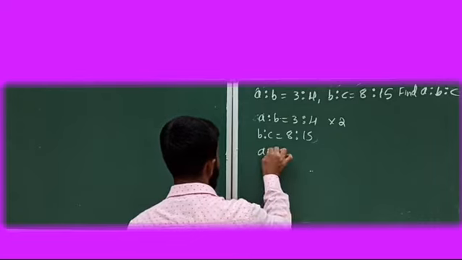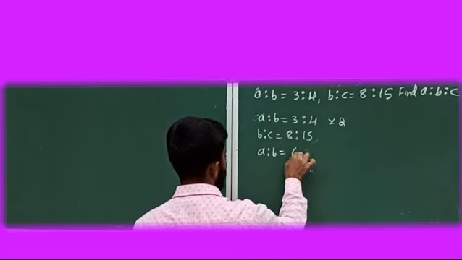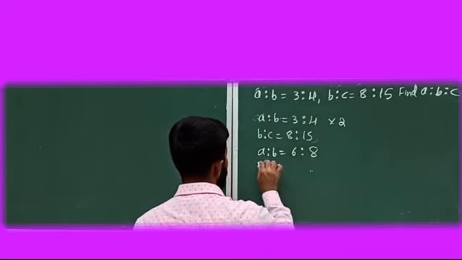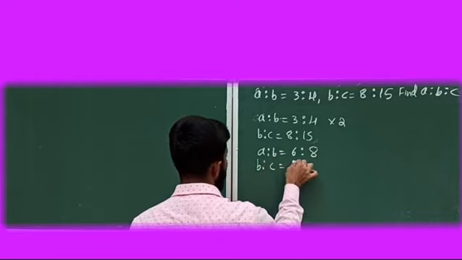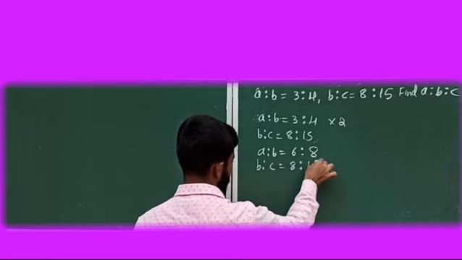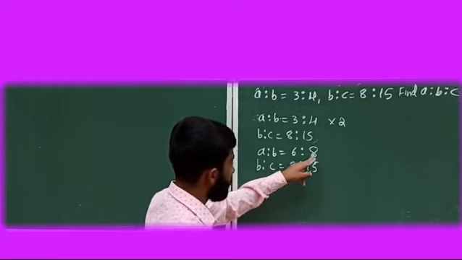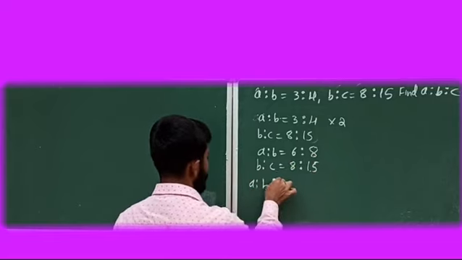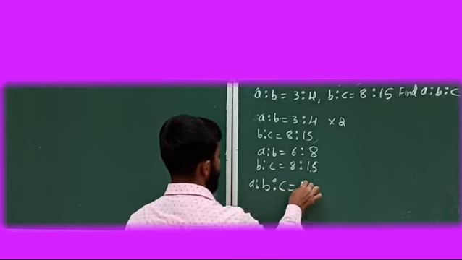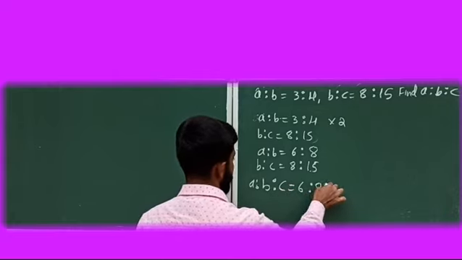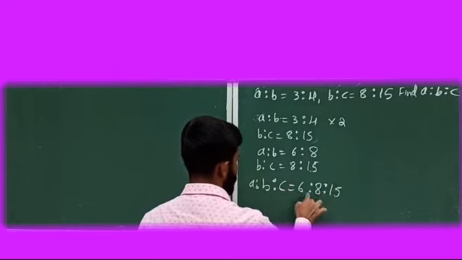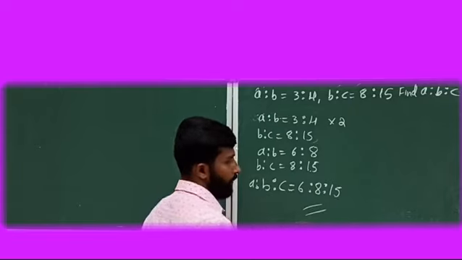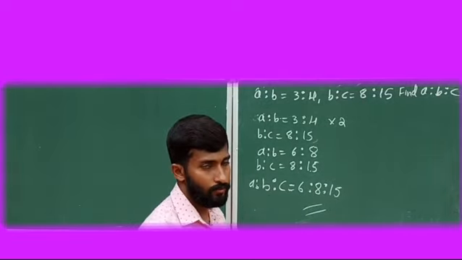Now see, A ratio B is equal to 2 3s are 6 ratio 8, and B ratio C remains same, 8 ratio 15. Now see, here 8, here 8. So combined ratio A ratio B ratio C is equal to 6 ratio 8 ratio 15. That means 6 is to 8 is to 15. It's the value of A is to B is to C.